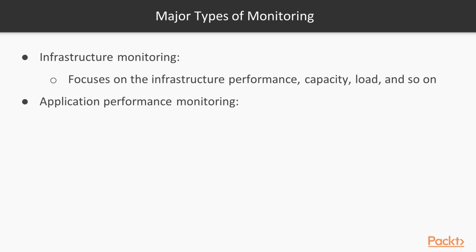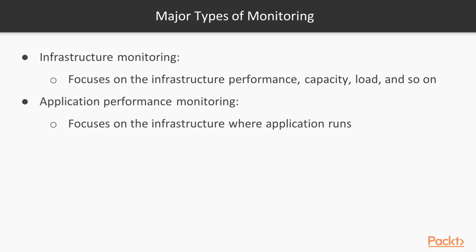The next is application performance monitoring. While infrastructure monitoring focuses on the infrastructure where the application runs, application performance monitoring focuses on the applications themselves. It might include requests per minute, error rate, and average response time. They focus on the health and performance of the application, and both types of monitoring are important to get an overall picture of the entire infrastructure.